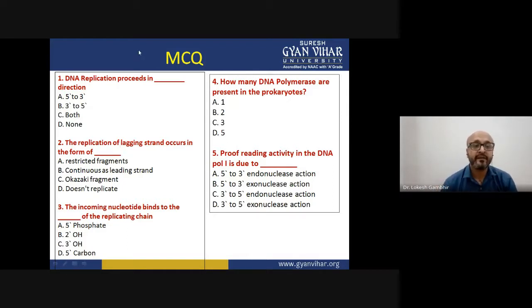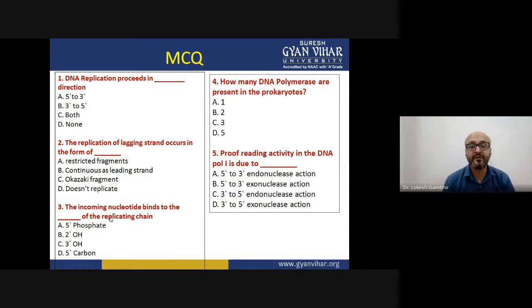DNA replication always proceeds in what direction? Always 5' to 3' direction, because you cannot go in the opposite direction. That's why the lagging strand is looping out. The replication of the lagging strand occurs in the form of what fragments? When the incoming nucleotide has to bind to an already existing nucleotide, what bond is being formed? The phosphodiester bond is formed between what?